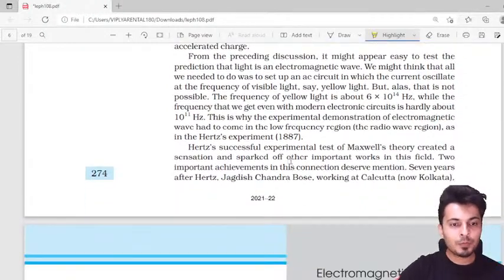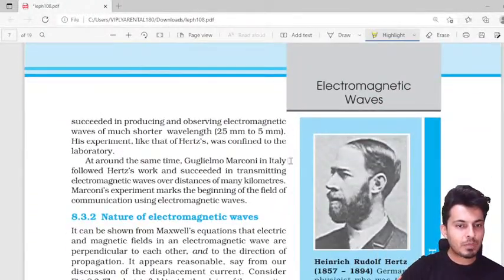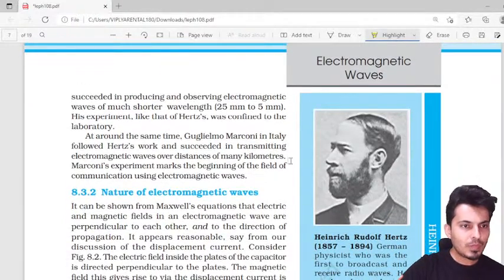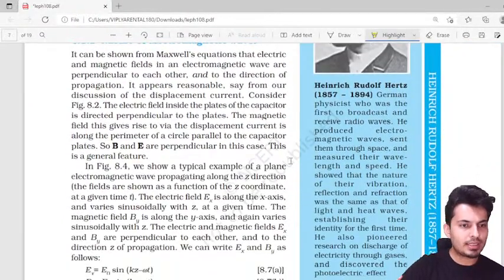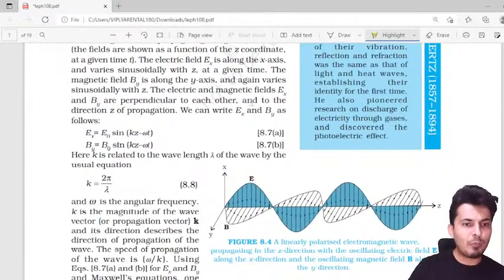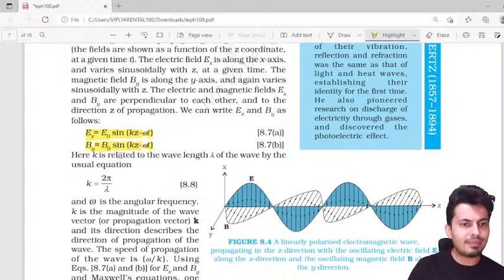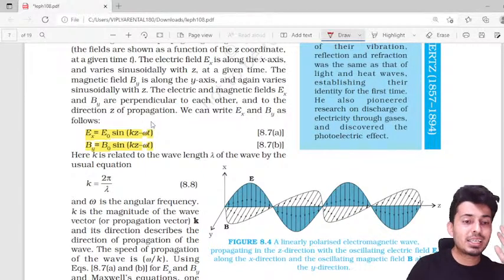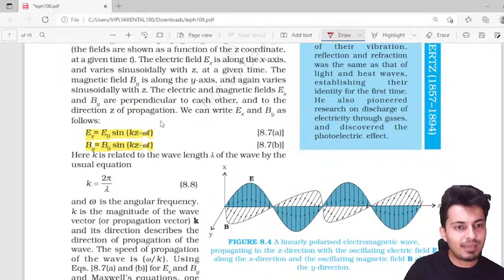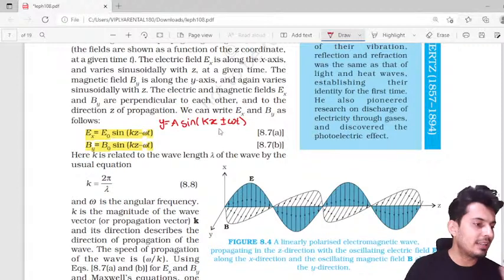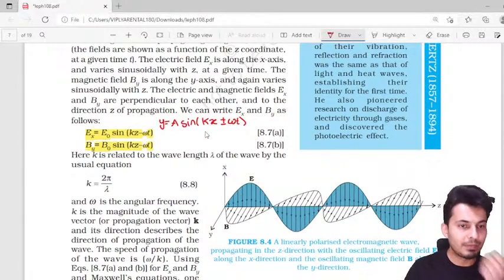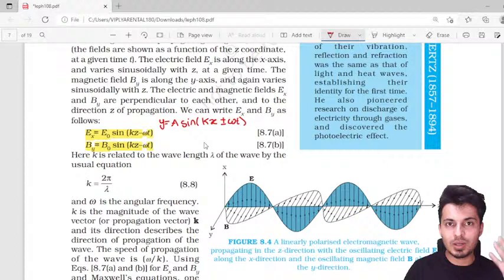Going ahead, let's move ahead, and these are the important things for electric field and magnetic field. Electric field wave equation, magnetic field wave equation. This is very similar to your wave equation in 11th standard. Remember the wave equation in 11th standard, y is equal to a sine of kx plus or minus omega t. Exactly the same thing. So it's one and the same thing.